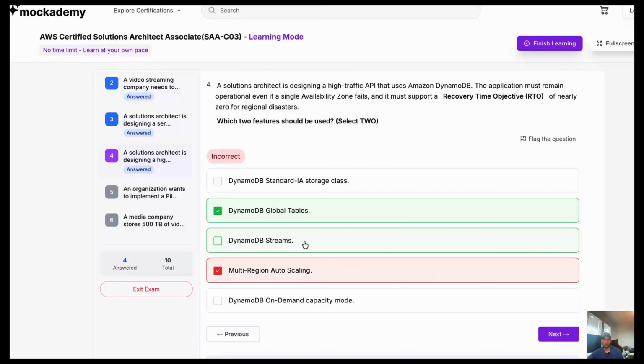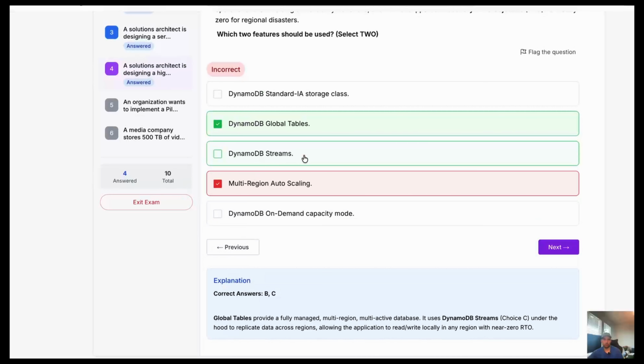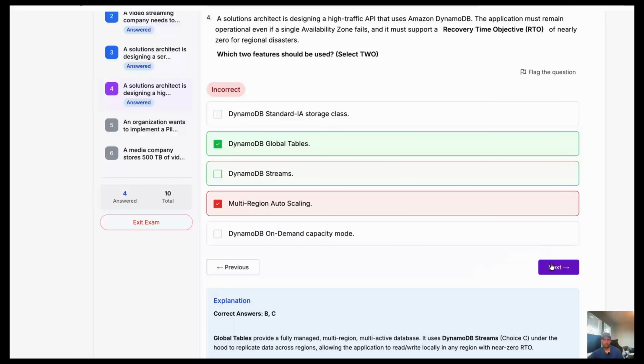Wrong. It should be DynamoDB global tables and DynamoDB Streams. Global tables provide a fully managed multi-region, multi-active database. It uses DynamoDB Streams under the hood to replicate data across regions, allowing the application to read and write locally in any region with near zero RTO. Okay, let's go to the next question.